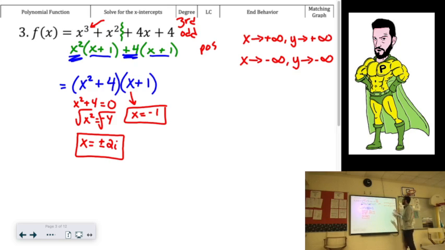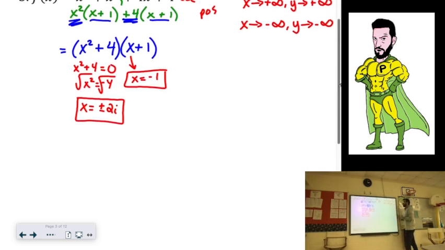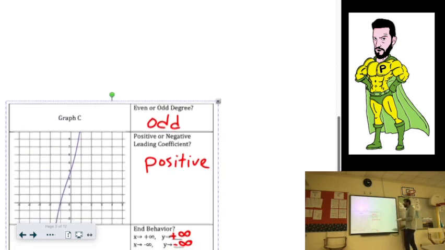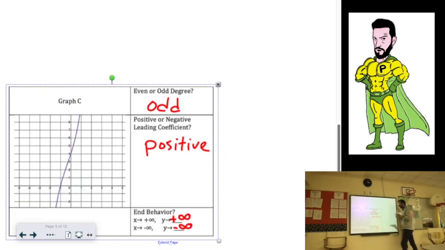So we're looking for odd, 3rd degree, it's positive, so it needs to start low, end high, and we're looking for one that crosses at -1. So it's got to hit -1 on the x-axis. A graph that does that? Oh, it's graph C. Oh my gosh, incredible.